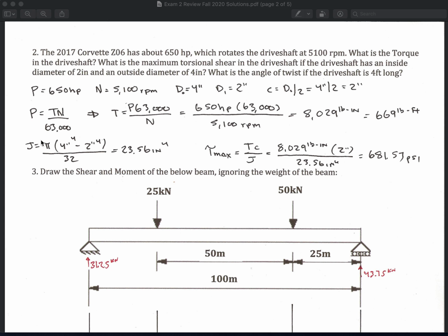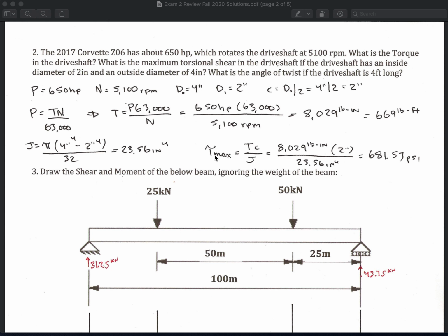Okay, I also need to obtain the polar moment of inertia for a hollow cylinder now, which is, the equation for this is pi times the outer diameter to the fourth power minus the inner diameter to the fourth power. Remember that these need to be individually raised to the fourth power, not subtracted and then raised to the fourth power. It's a different number. So ensure you do that, and that's divided by 32. So I plug those values in and I've obtained 23.56 inches to the fourth.